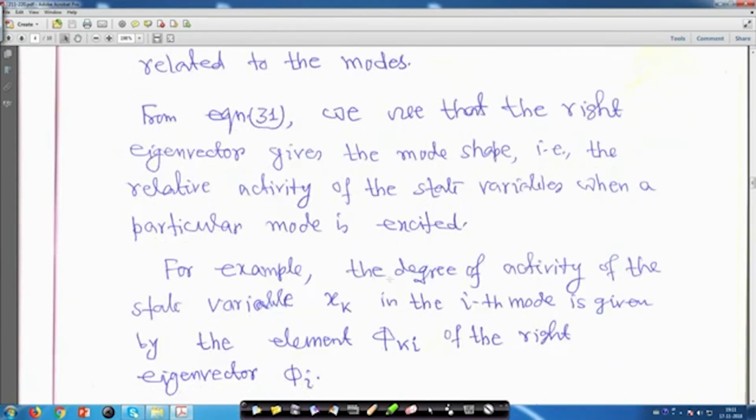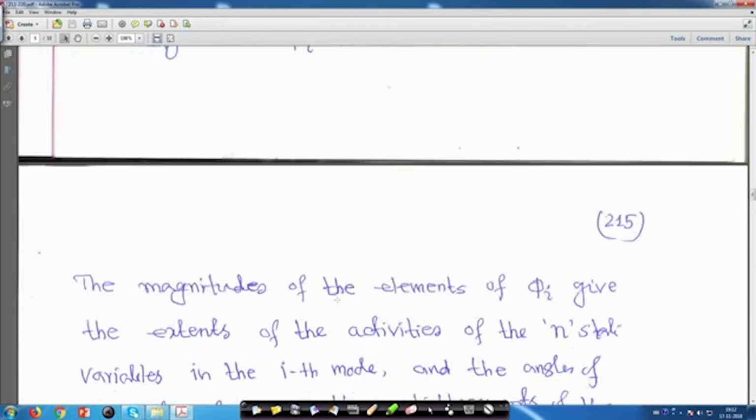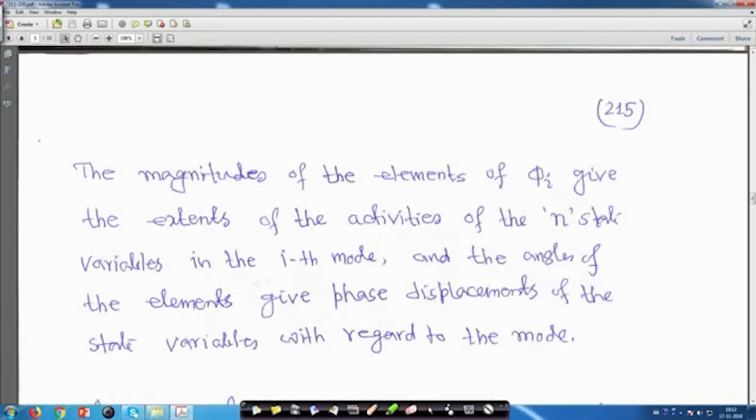For example, the degree of activity of the state variable x k in the ith mode is given by the element phi k i of the right eigenvector phi i. That means the magnitudes of the elements of phi i give the extents of the activities of the n state variables in the ith mode. Later we will see exactly what this means, and the angles of the elements give the phase displacement of the state variable with regard to the mode.